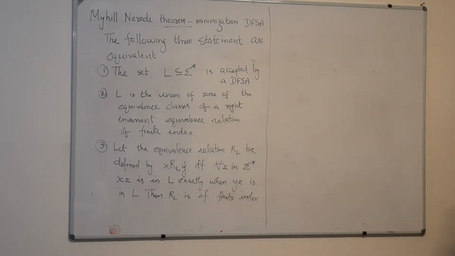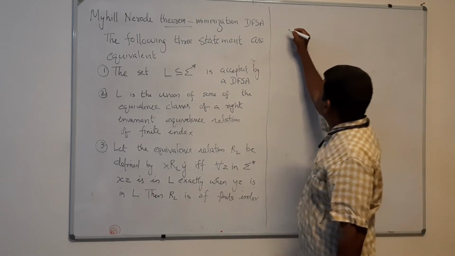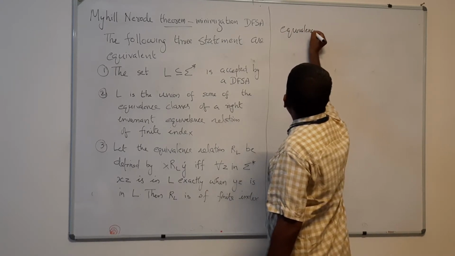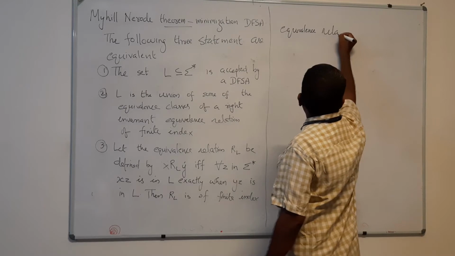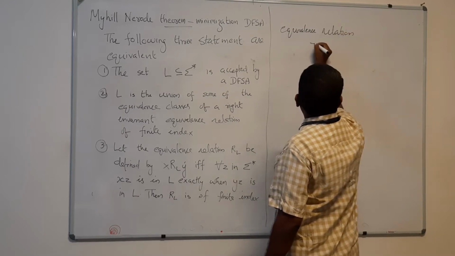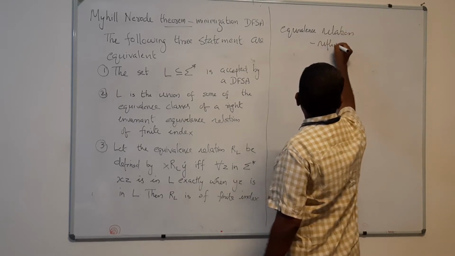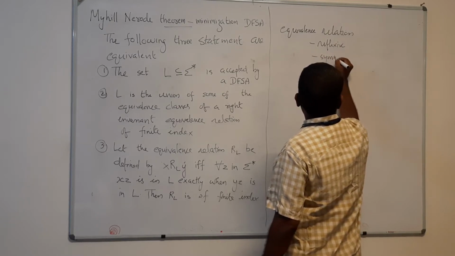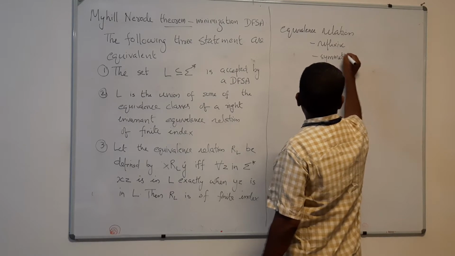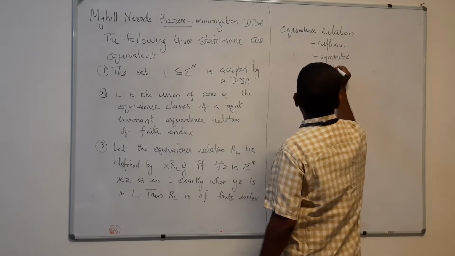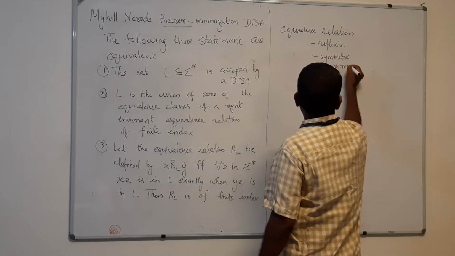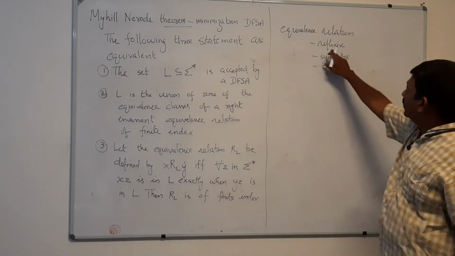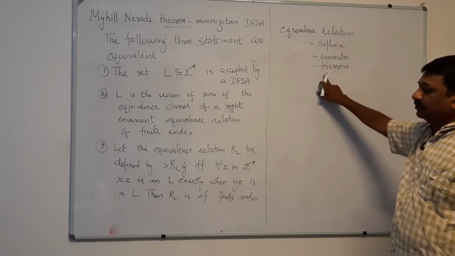As you know, an equivalence relation is reflexive, symmetric, and transitive. An equivalence relation is reflexive, symmetric, and transitive.